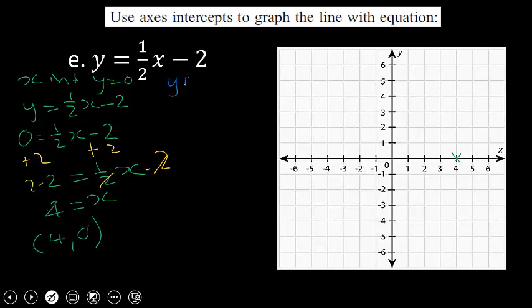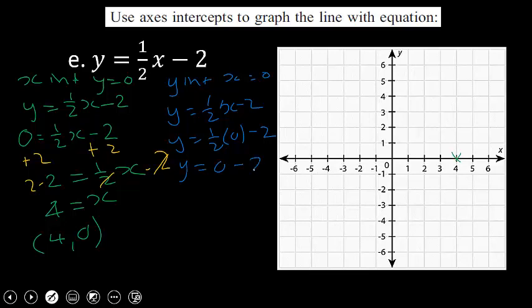For my y-intercept, x equals 0. Y equals 1 over 2x minus 2. So y equals 1 over 2 times 0 minus 2. Y equals 0 minus 2. Y equals minus 2. So my coordinate is going to be 0, comma, minus 2, which is going to be over there. My line is going to look like this.